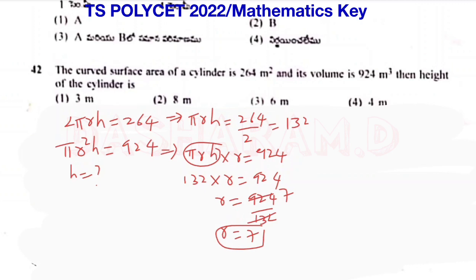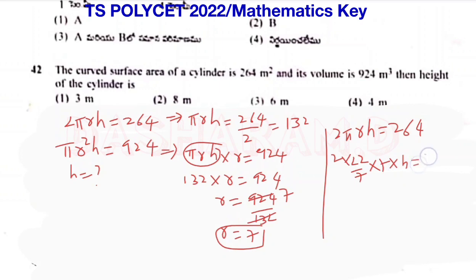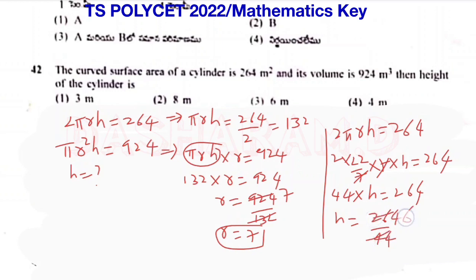Now substitute r equals to 7 in either 2 pi r h or in pi r square h. So I am substituting in 2 pi r h, that is the curved surface area 264. So 2 into 22/7 into r value 7 into h equals to 264. 7 cancel, 44 into h equals to 264. h equals to 264 divided by 44. So 44 ones are 44, 44 sixes are 264, 6 meters. So h is 6 meters.